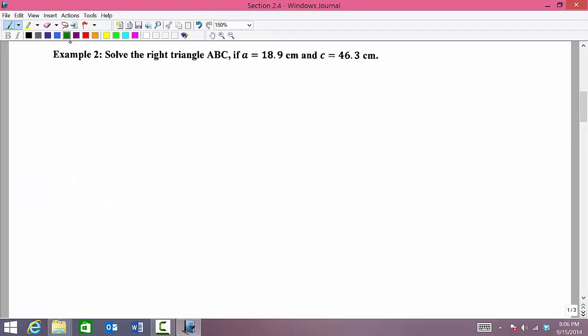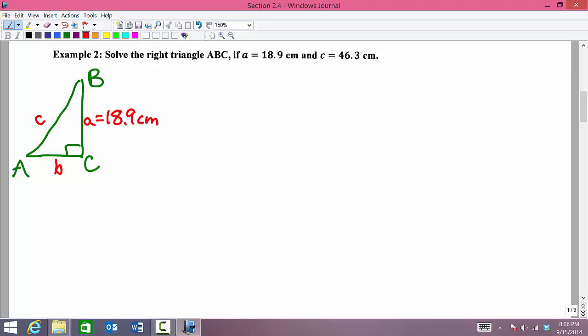Example 2, we want to solve the right triangle ABC if side A is equal to 18.9 centimeters and side C is equal to 46.3 centimeters. Let's start by drawing a right triangle, and we're going to label this as angle C. Let's call that angle A, angle B, and then our sides A, B, and C. So we're told that side A is 18.9 centimeters, so we'll go ahead and label that, and side C is 46.3 centimeters.